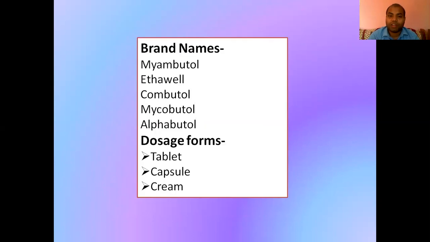Okay, so ethambutol has brand names of Myambutol, Ethanol, Combutol, Microbutol, Alpha Butol. So all of them have "butol" as the suffix in the brand name. Along with that, the dosage forms are tablet, capsule, and cream, because it is also available as a topical product. So this is a change in the dosage form, as ethambutol is not available in the form of injectables like the other first line antitubercular drugs such as isoniazid, rifampicin, and pyrazinamide.